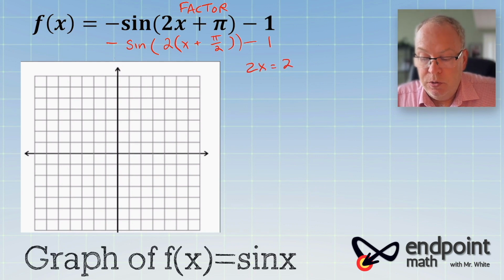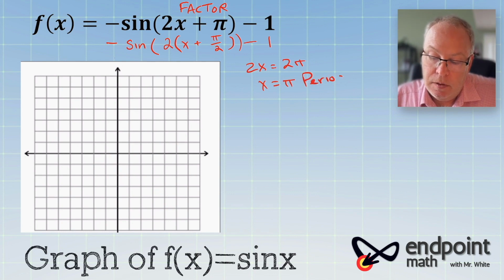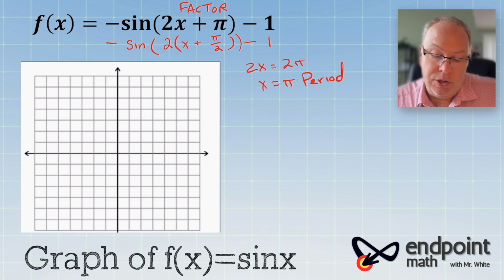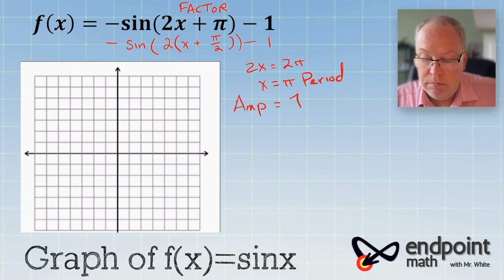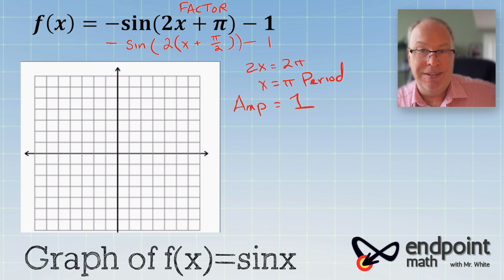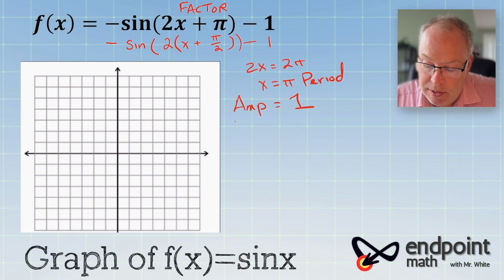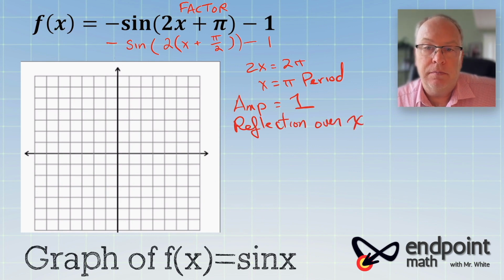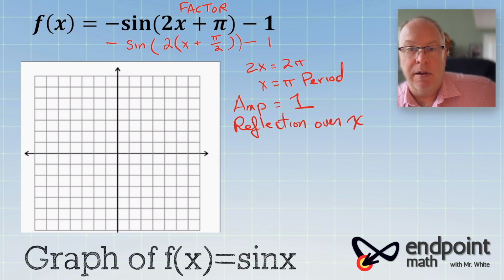2x equals 2 pi. X equals pi is the period. And that comes from this right here. Okay, the 2x right there. This thing is going to be twice as fast as it normally would. What about the amplification, the amplitude, I mean? The amplitude would be 1. It's not -1. Amplitude is never negative. Okay, there is a reflection over the x-axis, and that's due to the minus sign out front.